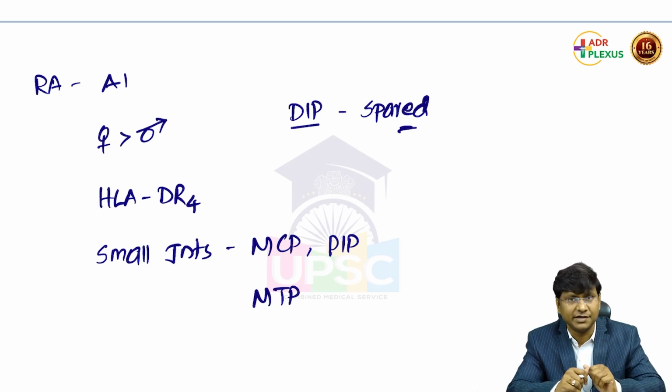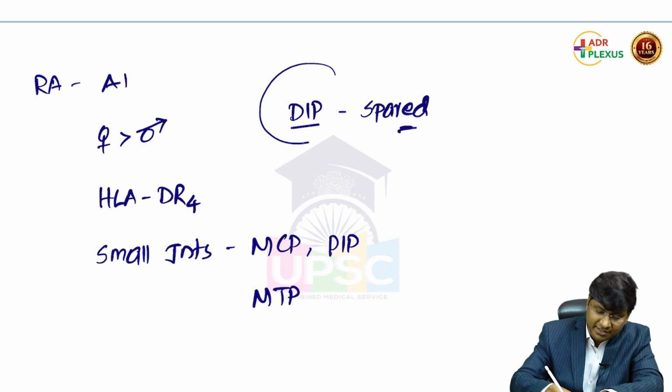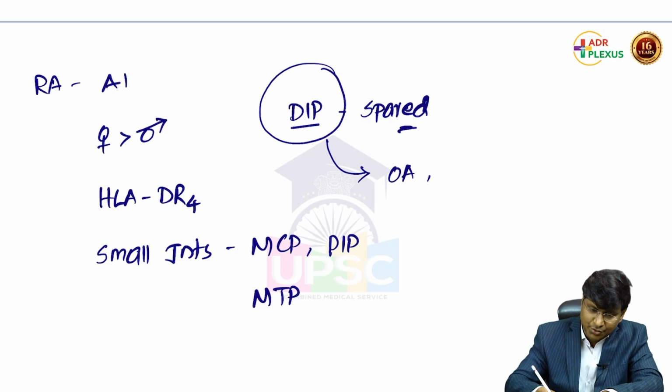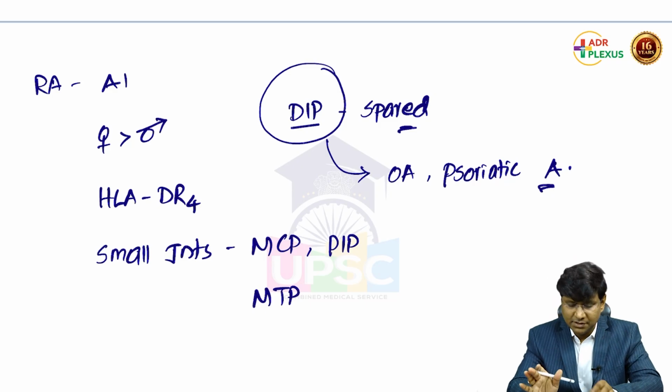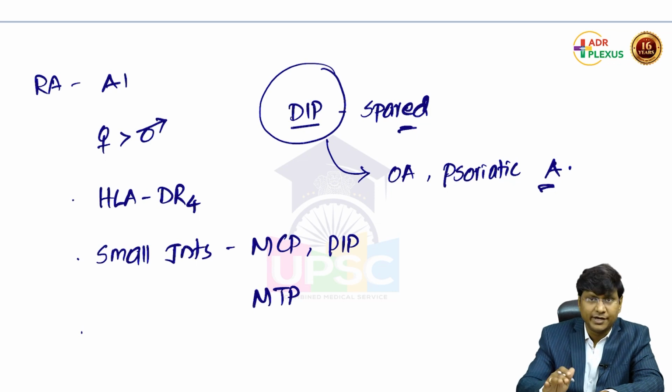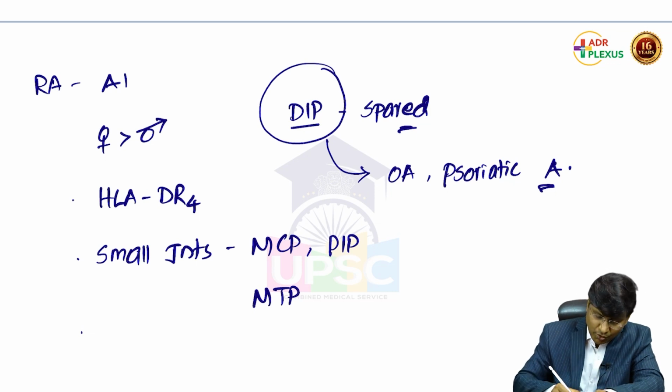That's a very important point. And what are the clinical conditions where you have DIP involvement? You have that in osteoarthritis, and you have that in psoriatic arthritis, but not in rheumatoid arthritis. Then next important, apart from the small joints, you also have involvement of the spine. The part of the spine commonly affected is the cervical spine.